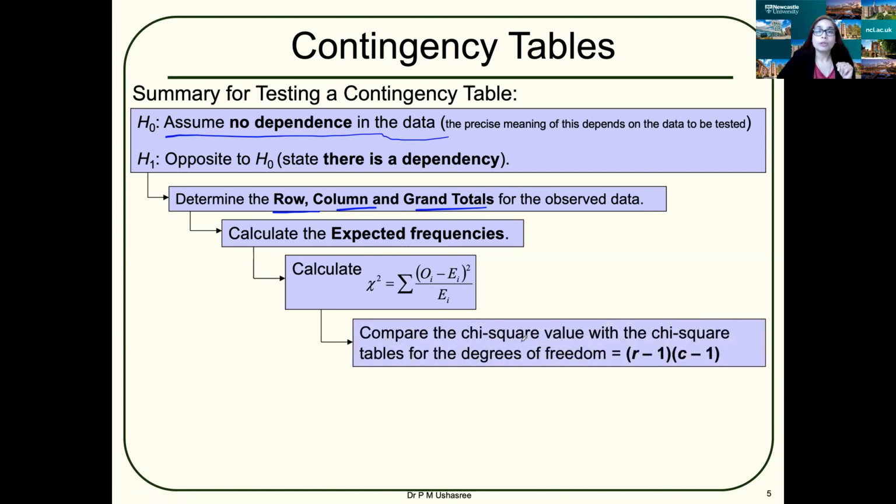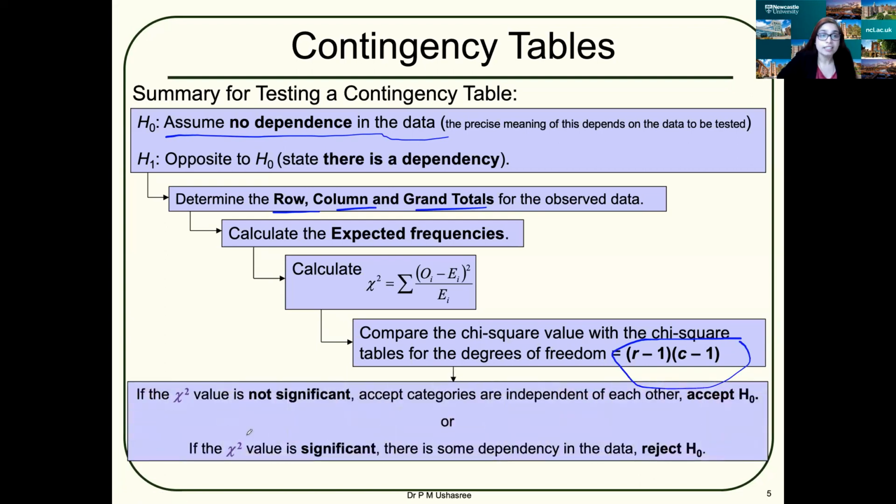Then you compare it with the critical value of chi-square for the given degrees of freedom. I'll come back to this when we go through the example. Then we have to decide whether the result is significant or not significant, and based on that, you accept or reject the null hypothesis. Okay, let's start now.